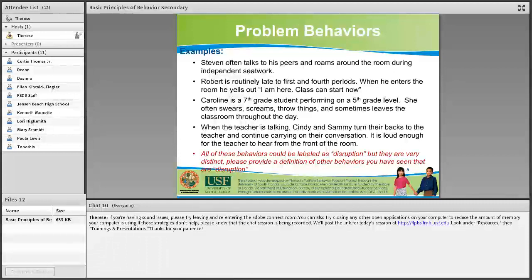Since this is a chat, I'm going to give you a chance here. Go ahead and type into the chat pod and give us a few other examples of things you've seen in secondary schools describing a problem behavior for us. I'm just going to pause here and give folks a chance to type into the chat pod. Give us a few other ideas.